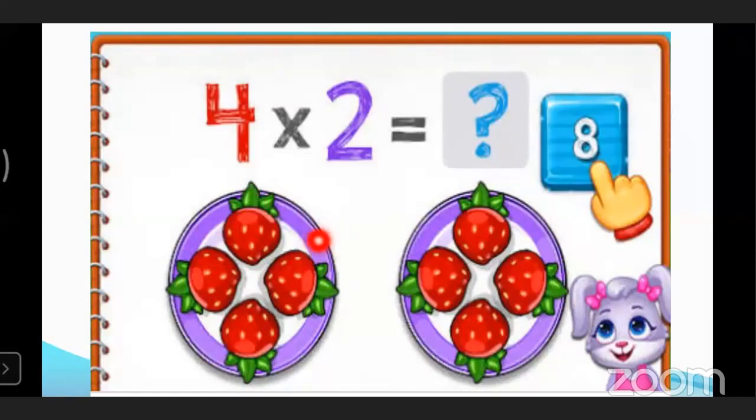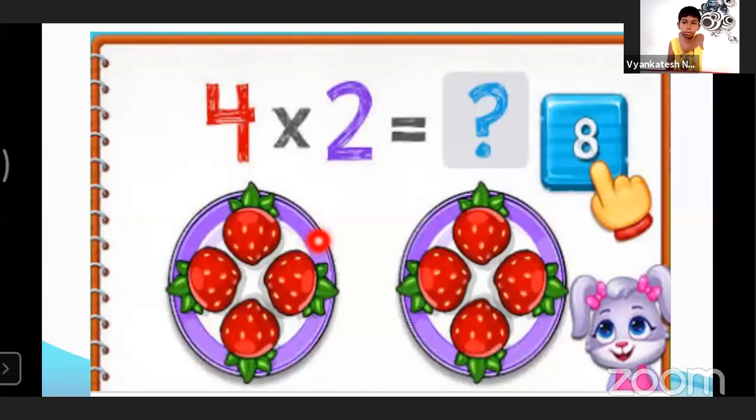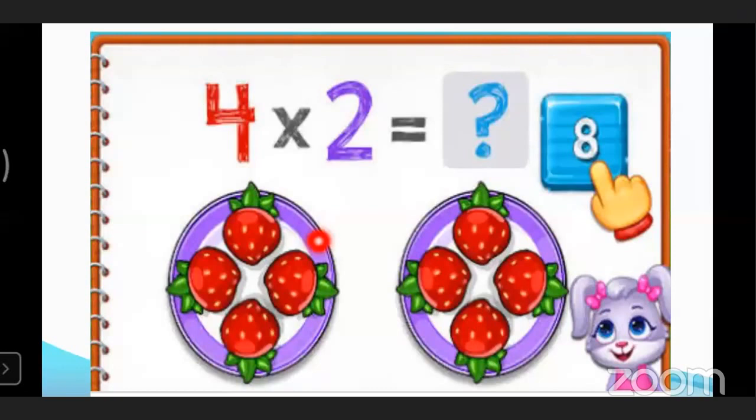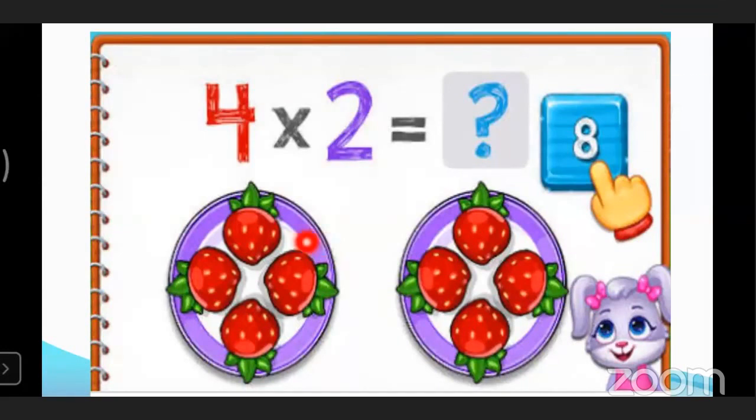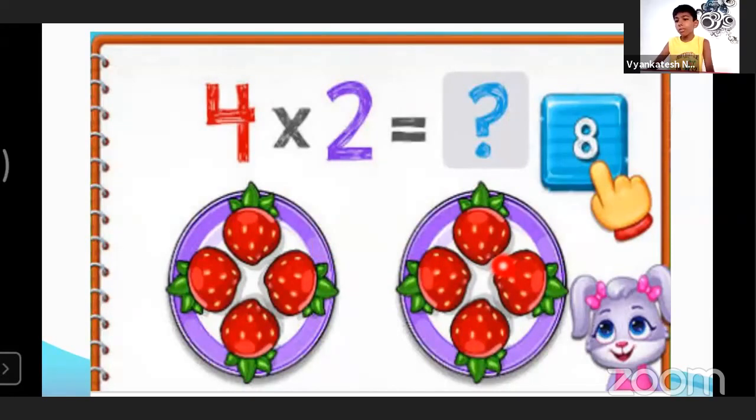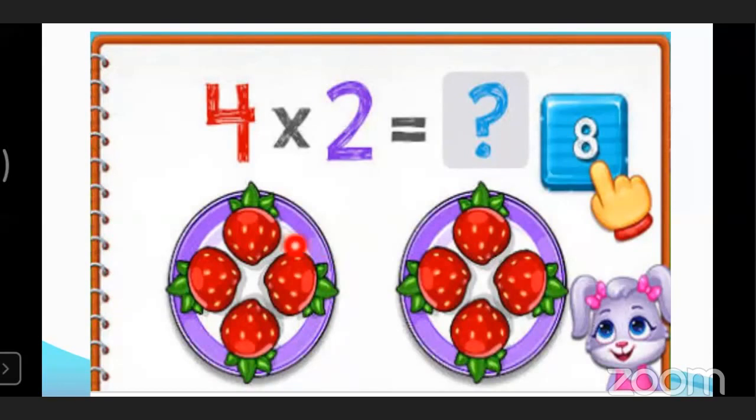Now, how many strawberries are there in one plate? 4. Very good. So, how many plates are there? Only one plate? This is the one plate and this one is the second plate, right? Now, tell me how many strawberries are there in the second plate? 4. In the first plate, there are 4 strawberries. In the second plate, there are 4 strawberries, right?